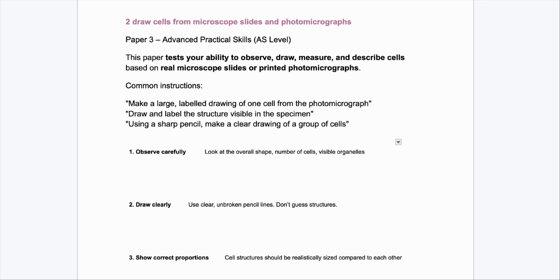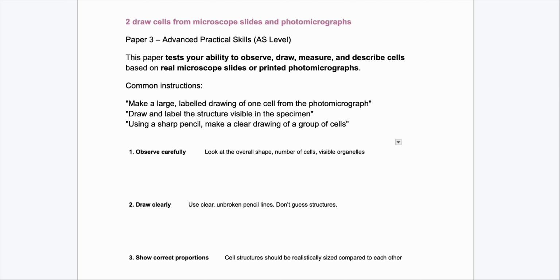So what is the goal of the task? What is it testing us? It's testing you to see how well you can observe a cell and produce a biologically accurate drawing and follow proper scientific drawing conventions. So it's more than just copying what you can see. It's about accurate interpretation and proper scientific labeling. So it's pretty simple. It's a bit harder than what you had to do at GCSE level, but it's not impossible.